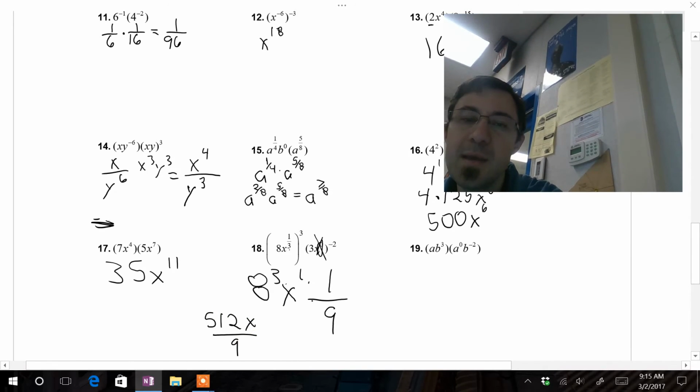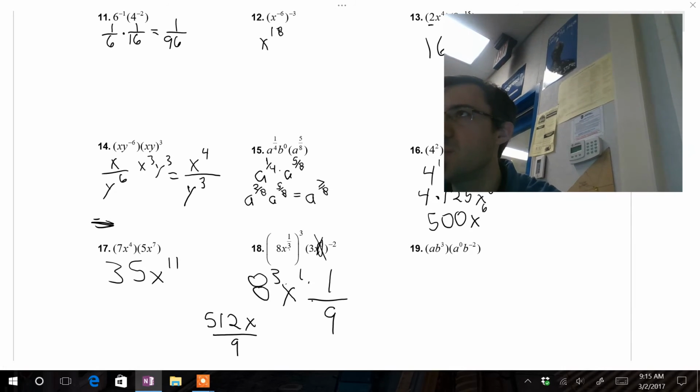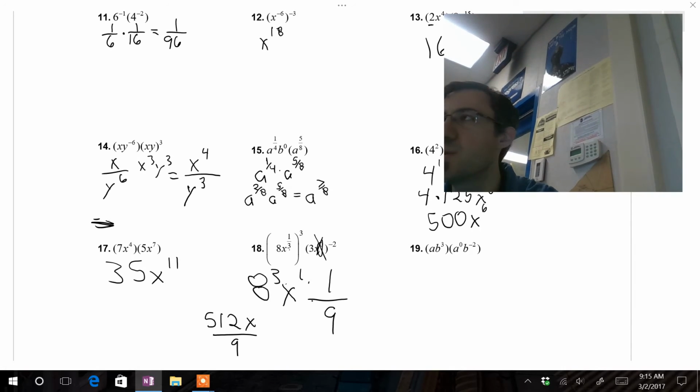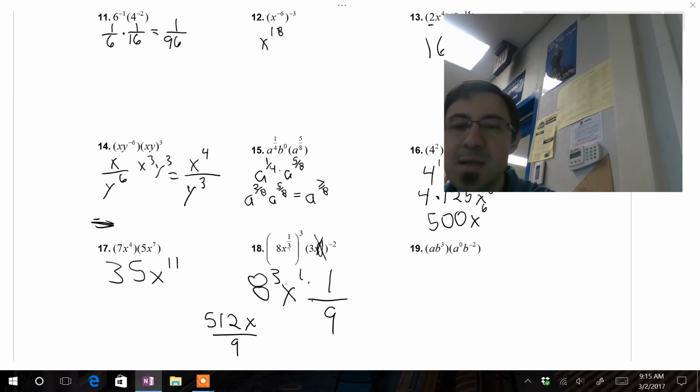So I got 512x/9. Now, 9 is 3 squared. 8 is a bunch of 2's, and we've cubed it, so it's even more 2's. Those are not going to reduce, so we'll leave it as that.